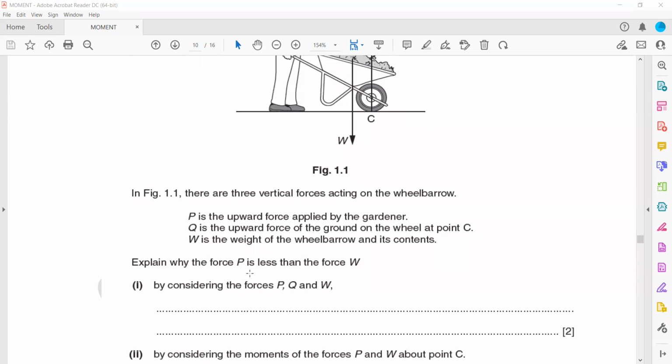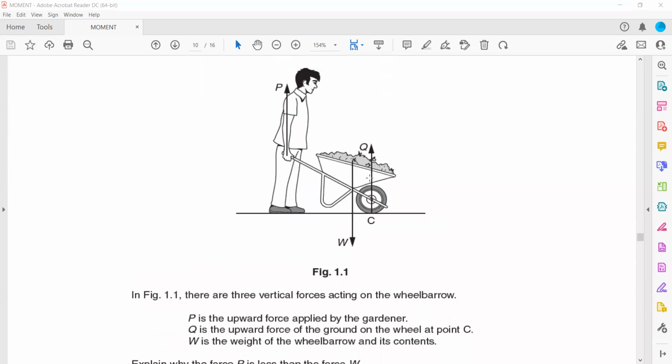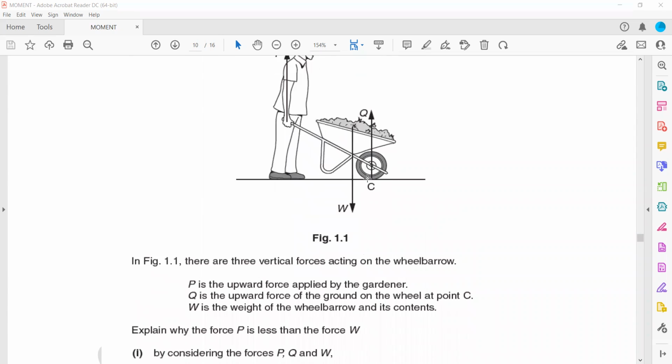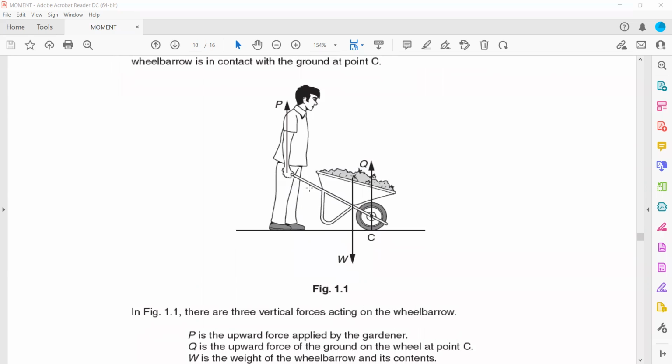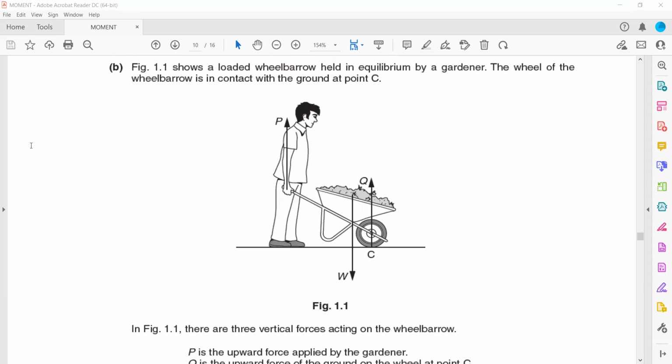Explain why the force P is less than W. So why will the force P be less than W? What is the reason? Look, they already mentioned it is in equilibrium. So according to equilibrium, there will be no resultant force, or the total upward force will be equal to the total downward force, as there is no resultant turning effect or no resultant moment.